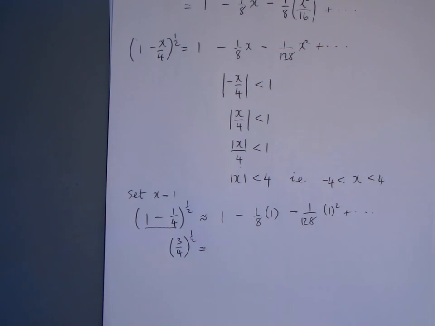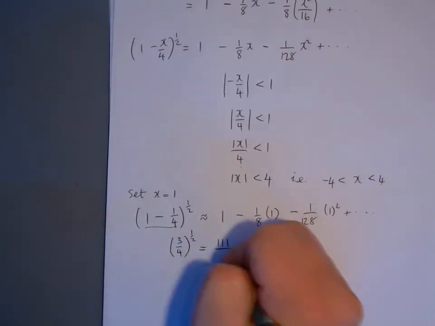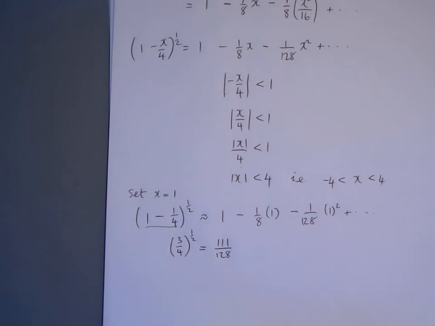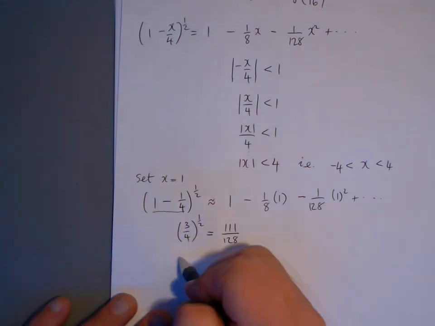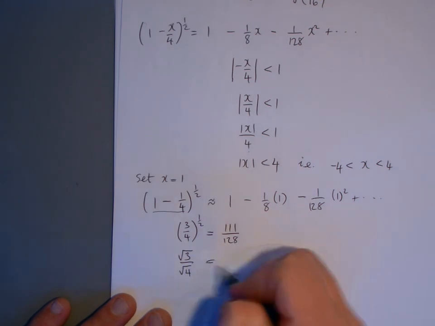So it's just easy because it's 1 take away 1/8, take away 1 over 128. So that'll be 111 over 128. Now what's good is power half, we know that means square root. So we're square rooting the whole thing. And when we square root the whole thing, we can split the square root up, can't we? So we can say square root of 3 over square root of 4 is equal to that.